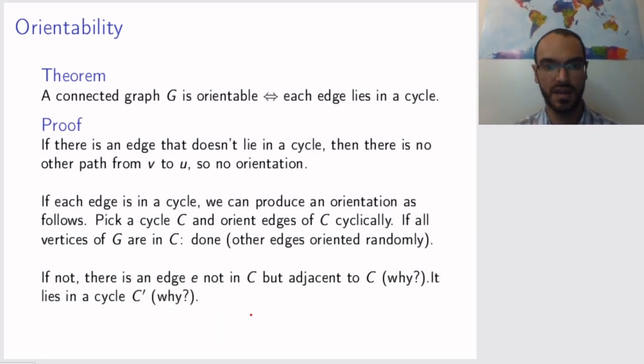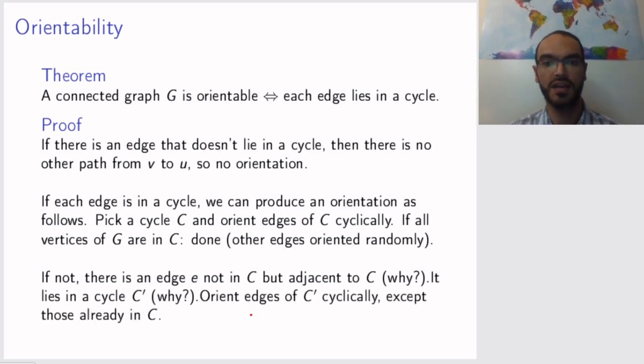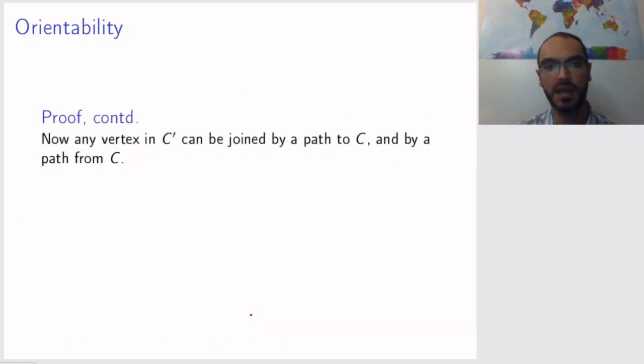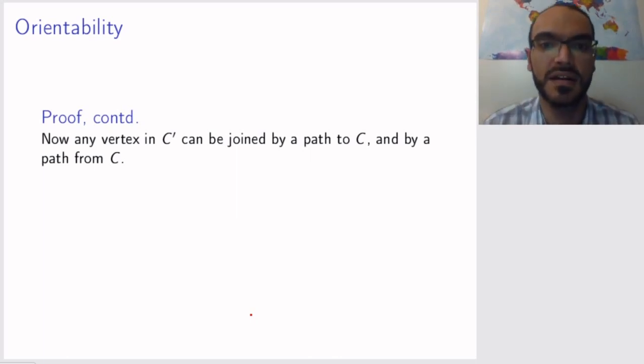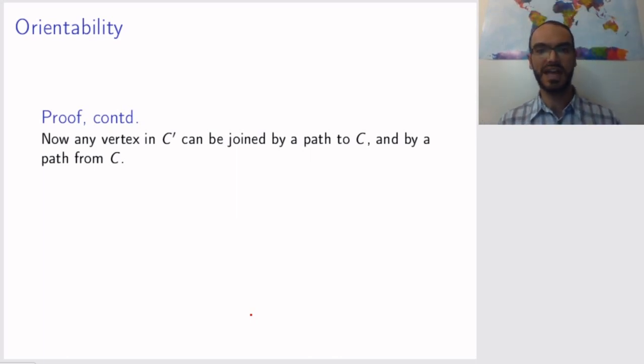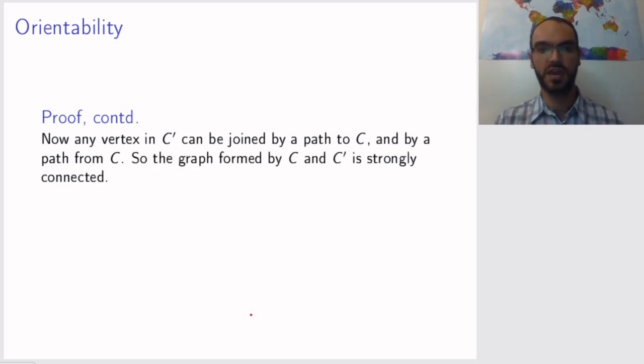In other words, your edge lies in a cycle by assumption. If you orient the edges of this cycle cyclically, except those that are already in your original cycle, then any vertex in the new cycle can be joined by a path to the old cycle and by a path from the old cycle. So the graph that you have formed so far is strongly connected because from any vertex your path will go to the blue cycle, circle around as many times as you need, and go out from it again to the vertex you want to reach.